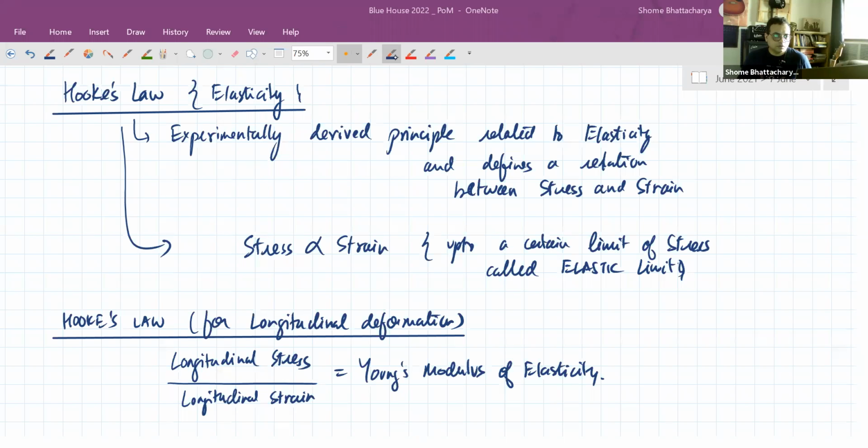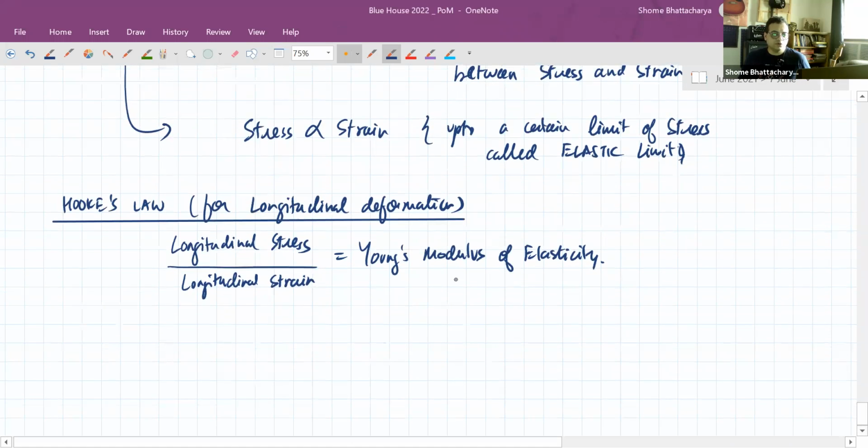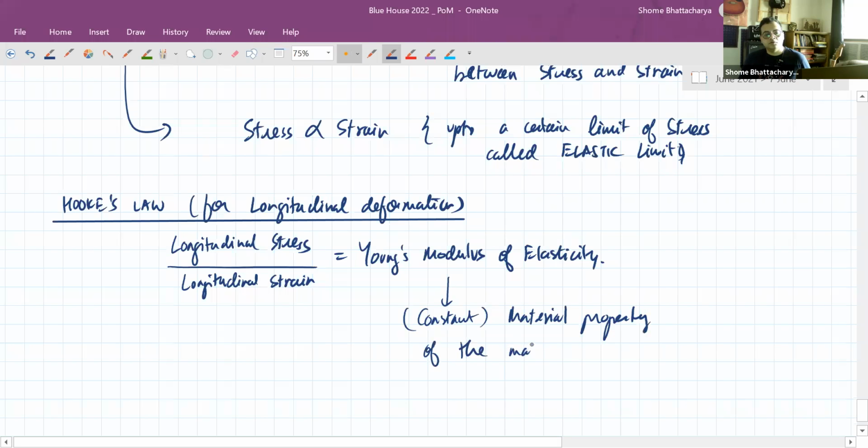So continuing here, so the ratio of longitudinal stress and strain is a constant. Okay, and that constant is called Young's modulus of elasticity. So this is a constant, which is a material property of the material with which the body is made.